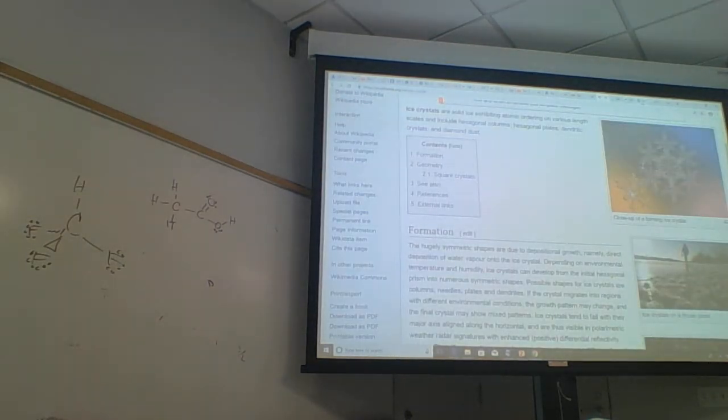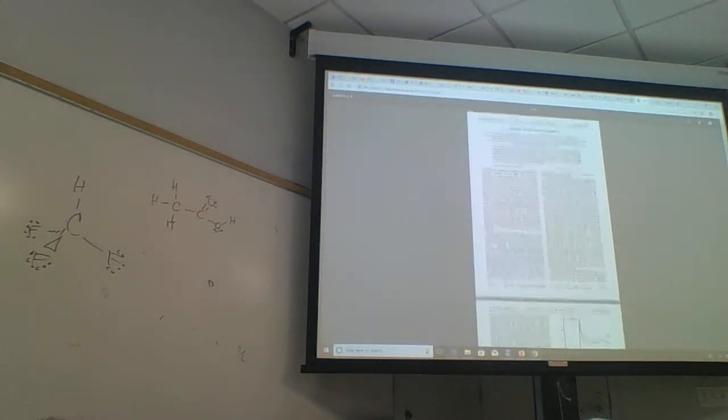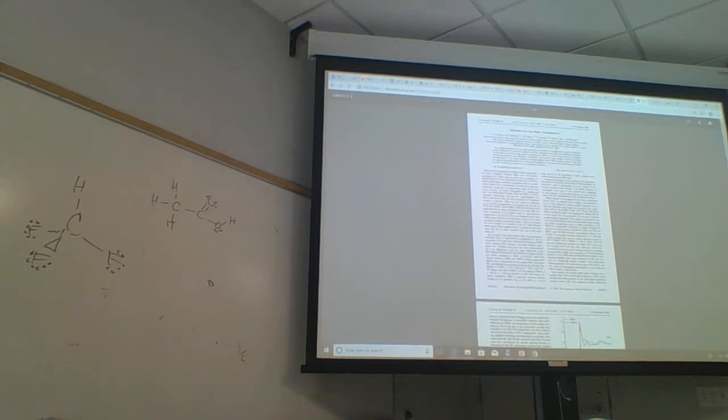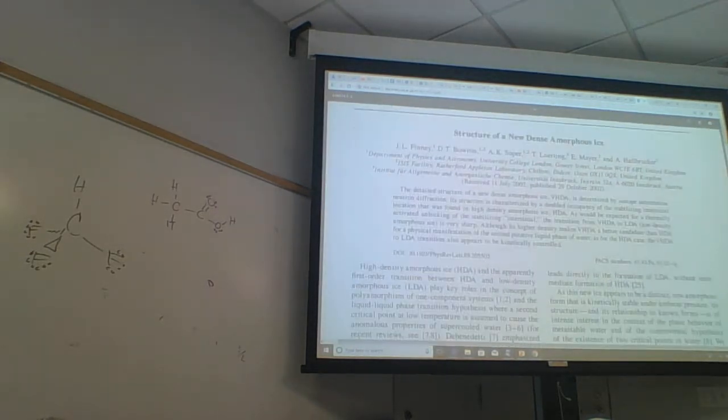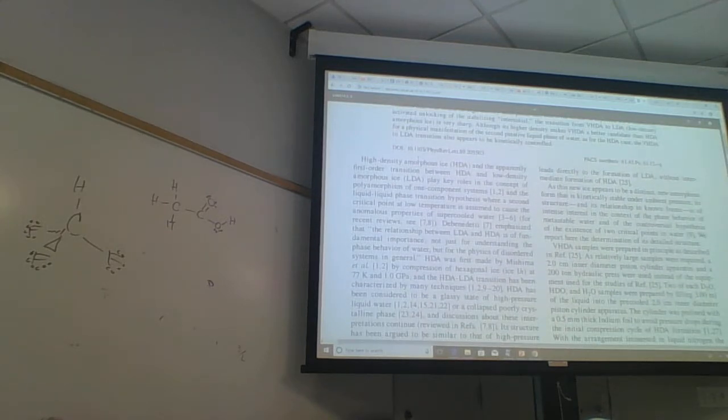I'm going to put this slide. So for example, here, structure of a new dense amorphous ice. The detailed structure of a new dense amorphous ice, the VHDA, is determined by neutron diffraction. These will have interesting properties that might be useful.